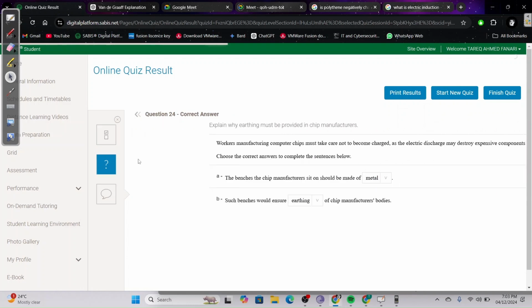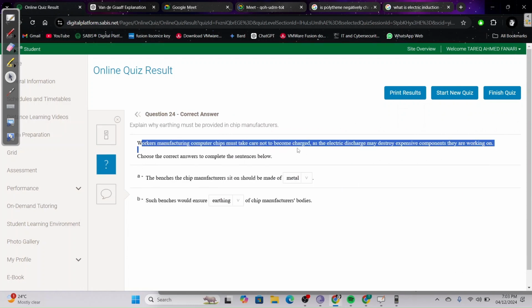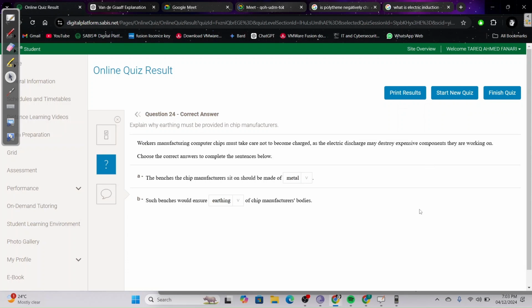Workers manufacturing computer chips must take care not to become charged, as the electric discharge may destroy expensive components they're working on. So you don't want any buildup of electric charges. How do you do that? You get a conductor for them to sit on. The benches that the chip manufacturers sit on should be made of metal, because metal is a conductor. It's going to let the electrons pass through into the ground. So this is earthing.